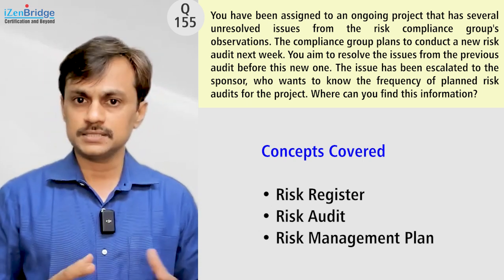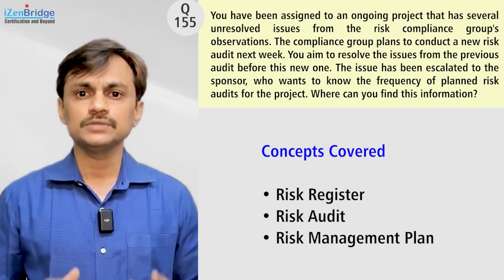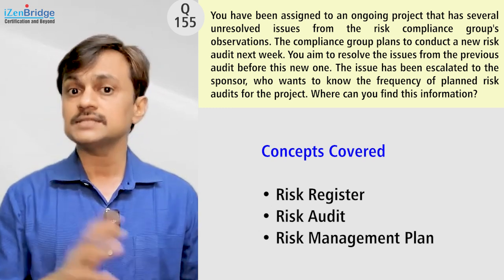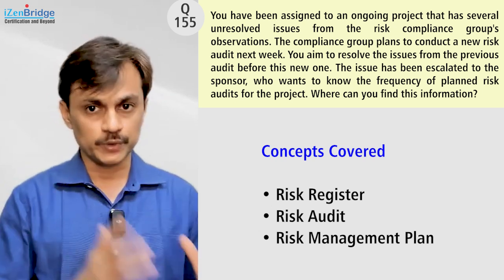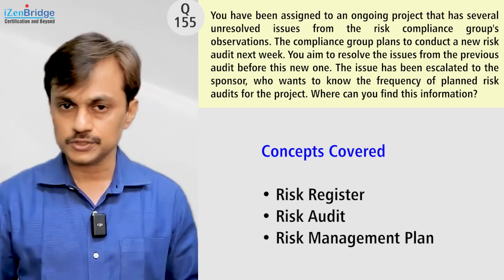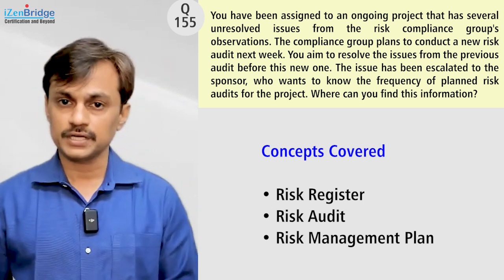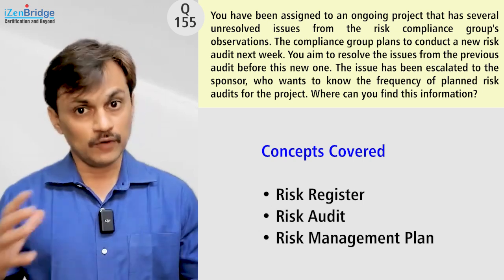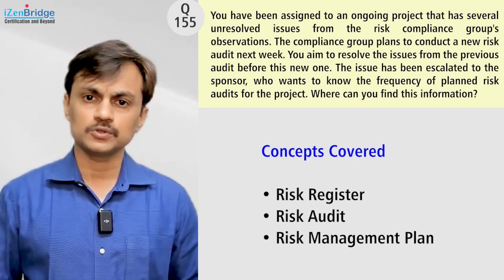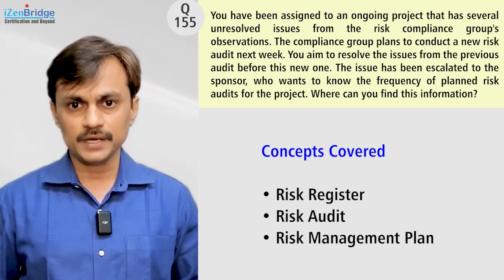The risk management plan is one type of artifact which gives you information about the various things or approaches which guide your risk management processes, like how you identify risk, what kind of categories you should use, how you prioritize risk, when you should escalate a risk, at what frequency you should do a risk audit, and what kind of reports you should prepare out of risk. So the overall approach of risk management is guided by the risk management plan.